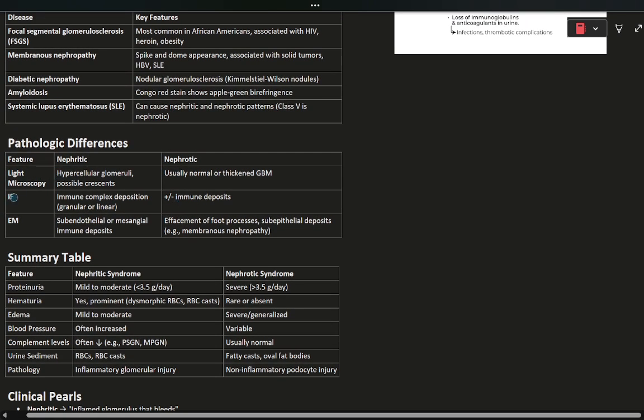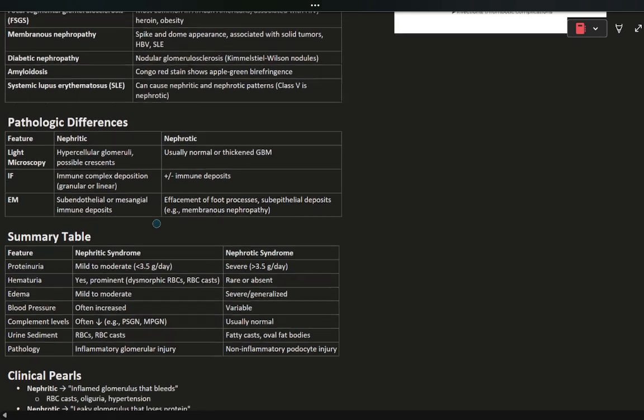When you use immunofluorescence staining, you're going to see immune complex deposition for nephritic syndrome, and such deposition can be granular or linear in appearance. And for nephrotic syndrome, immunofluorescence may reveal immune deposits.